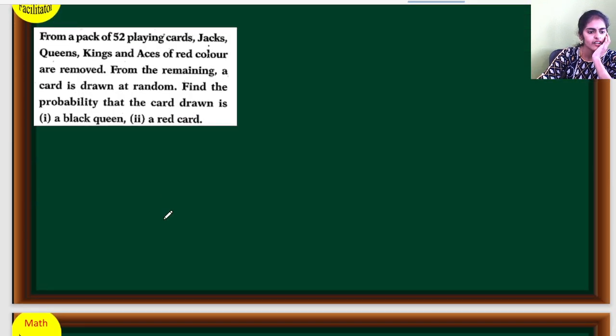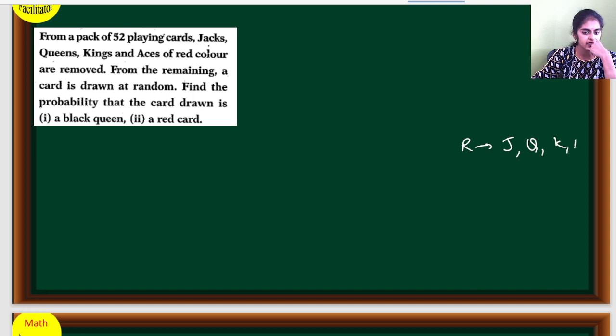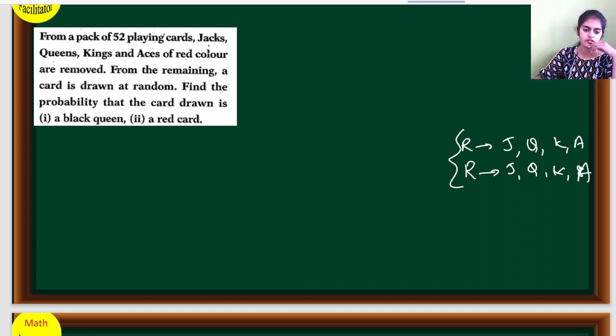ఓకే, సో నెక్స్ట్ క్వశ్చన్. సో డెక్ ఆఫ్ కార్డ్స్ 52 కార్డ్స్ ఉన్నాయి. అందులో జాక్, క్వీన్స్, కింగ్స్ అండ్ ఏస్ ఆఫ్ రెడ్ కలర్ ఆర్ రిమూవ్డ్. సో రెడ్ కలర్ కార్డ్స్ లోంచి జాక్, క్వీన్, కింగ్, ఏస్ కార్డ్ are removed. So total how many red colors you have? Two red color suits ఉంటాయి కదా. సో అంటే total 8 cards రిమూవ్ అయినాయి అనమాట. సో 52 - 8 is the actual total number of outcomes.